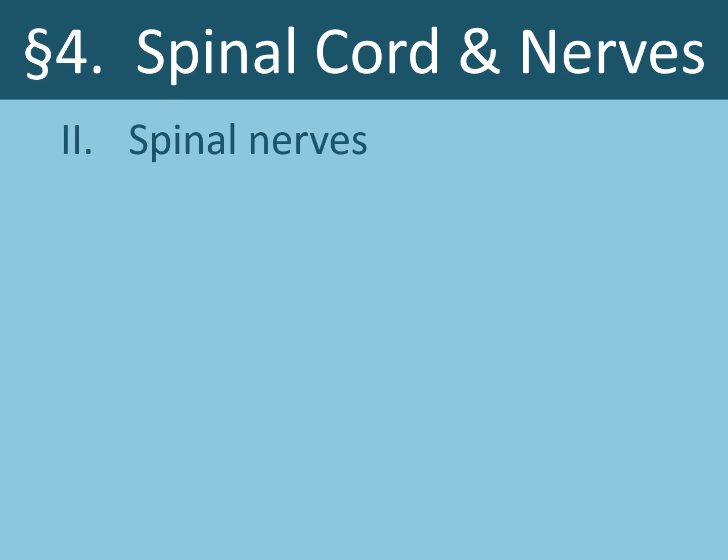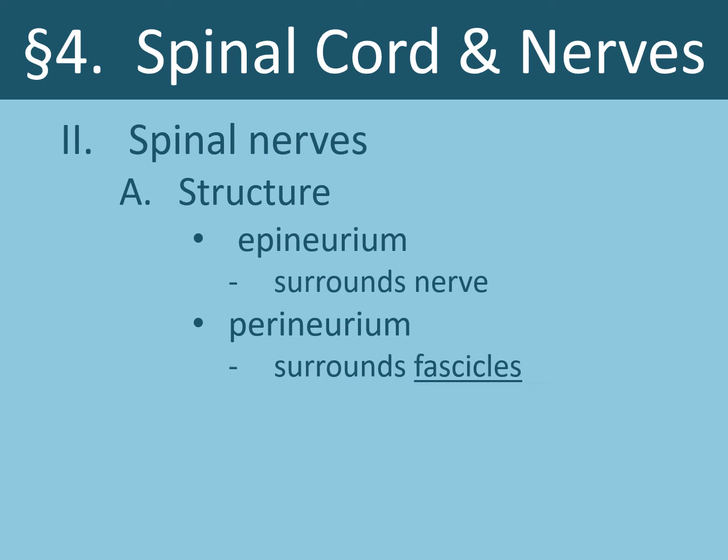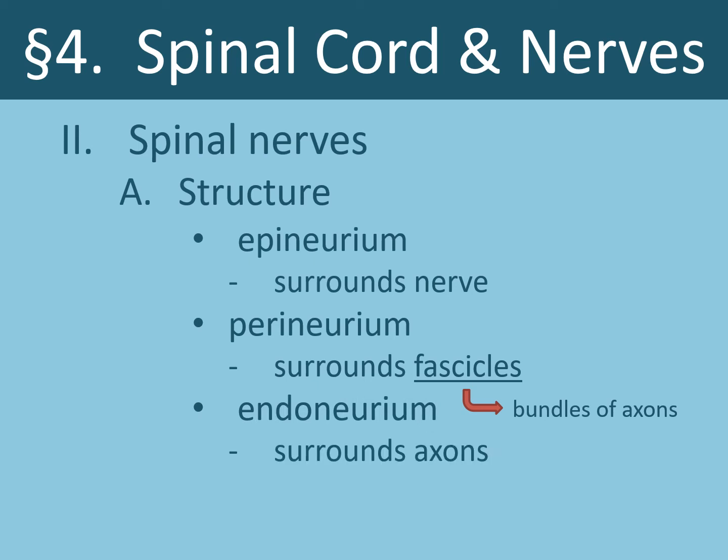Now let's discuss the spinal nerves, but first we should explore the structure of nerves in general. Nerves are surrounded by a layer of tissue called the epineurium. Within the epineurium are bundles of axons called fascicles. And fascicles are surrounded by a layer of connective tissue called the perineurium. The endoneurium is a layer of connective tissue that surrounds each individual axon.